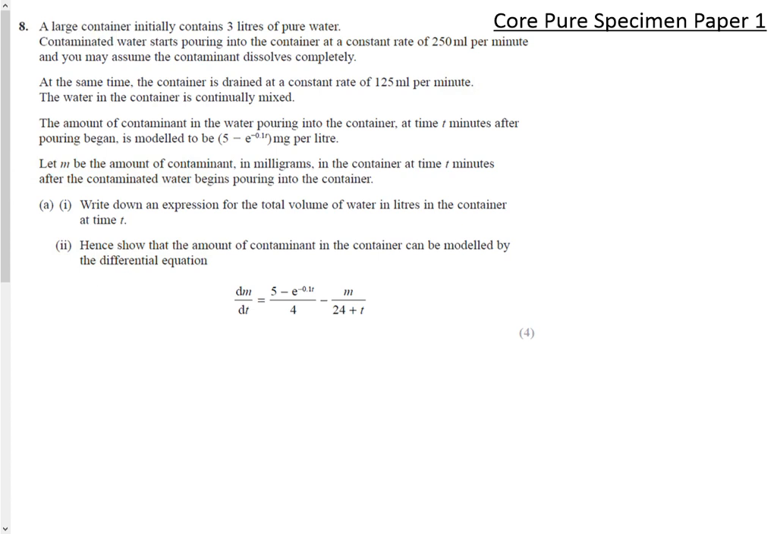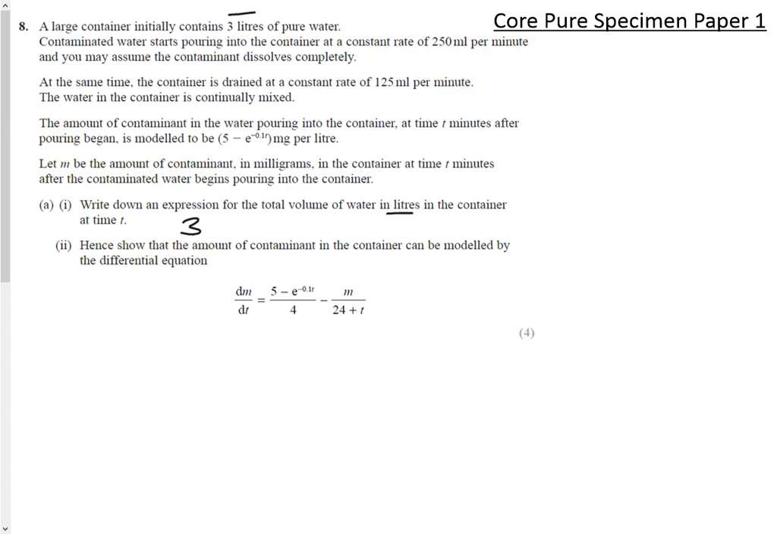Okay, so this one was a bit of a modelling with a first order differential equation question. We've got lots of information and they want us to write down an expression for the total volume of water in the container at time t. So let's have a look. So it starts with 3 litres and we want this in terms of litres. So initially we've got 3 litres.